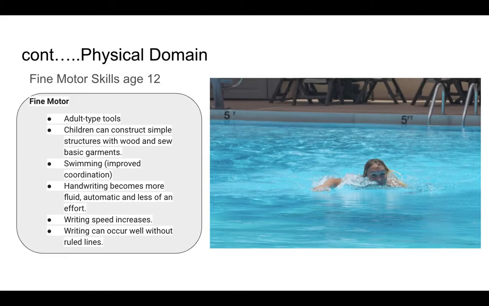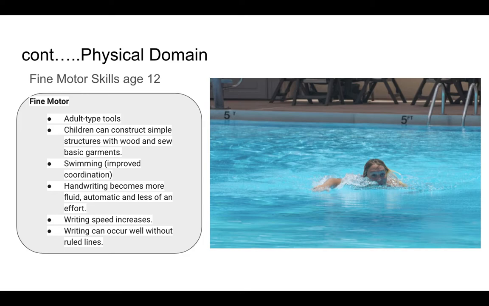So then we get to fine motor skills at age 12, adult-type tools that they should be able to use at this age level. Children can construct simple structures with wood and sew basic garments. Swimming, improved coordination. At first, you were just paddling in the water, and now you can swim laps. So you are improving your fine motor skills as you go.